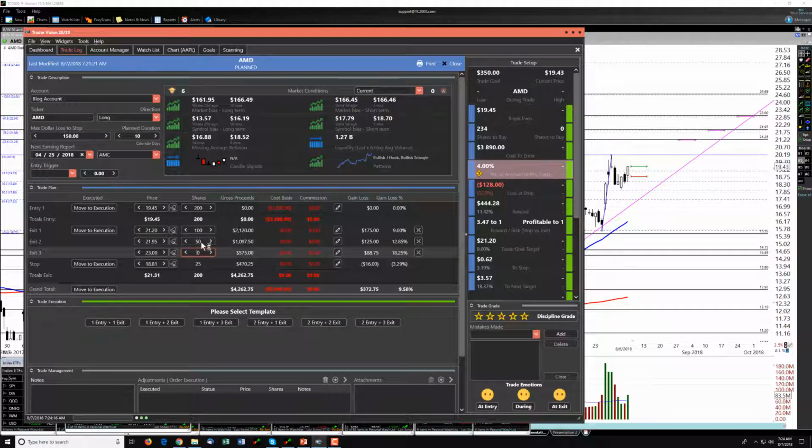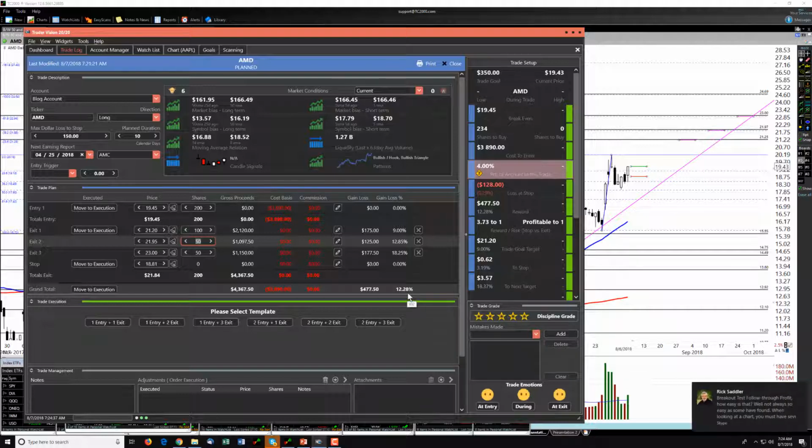So let's delete that. So 50 shares at that second target will be 12 3/4%, another 125 bucks. It gives us 3.12 to 1. And the last 50 shares at that third target, getting 18% there at that third target. Overall, that would take us to a little over 12.25% for the overall trade, and 477.50 bucks. So risking 128 for the opportunity to make 477.50.